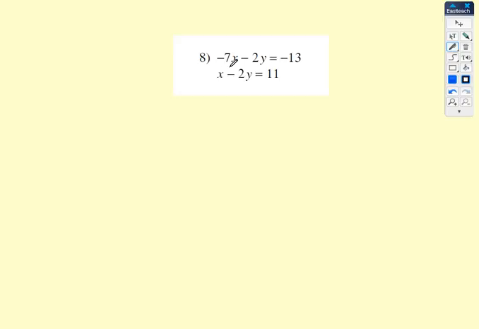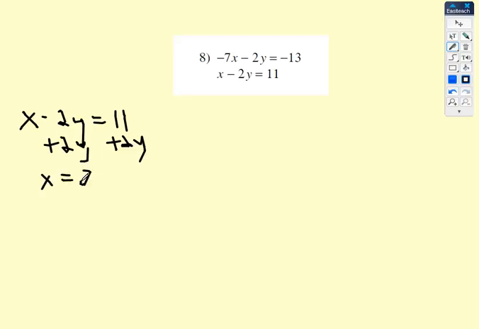I'm looking at these four variables: negative 7x, negative 2y, x, negative 2y. The easiest one to solve for would be this x, so I'm going to solve for that x. It has no coefficient, or a coefficient of 1, I should say. So I'm going to add 2y to both sides. Now x equals 11 plus 2y, or as I like to write it, 2y plus 11. It doesn't really matter.